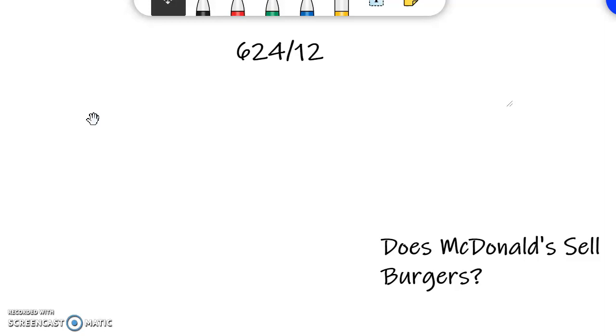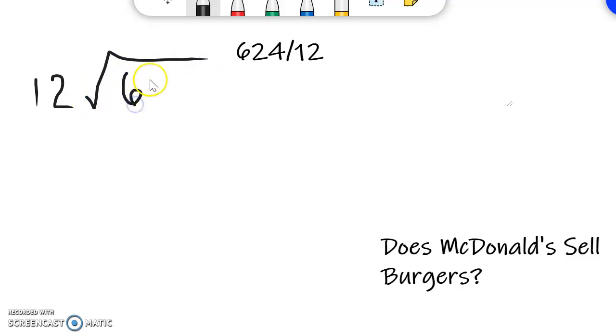Our I can statement for today is: I can divide with two-digit divisors using different strategies like place value, operations, and multiplication. So our problem on the board today is 624 divided by 12. The first thing I want to do is set up my problem with my divisor, which is 12, on the outside of my division symbol, and my dividend, which is 624, on the inside of my division symbol.